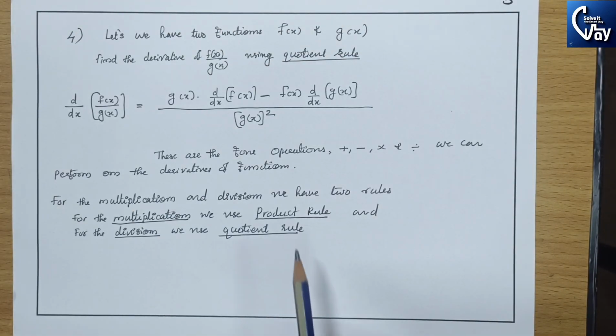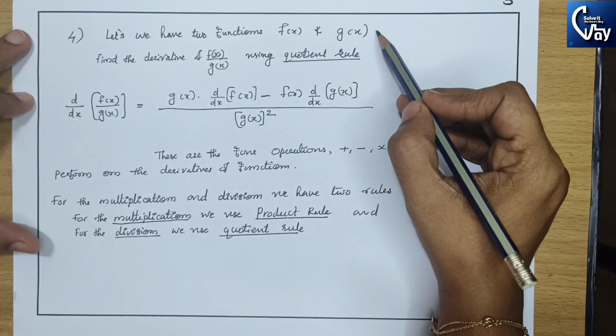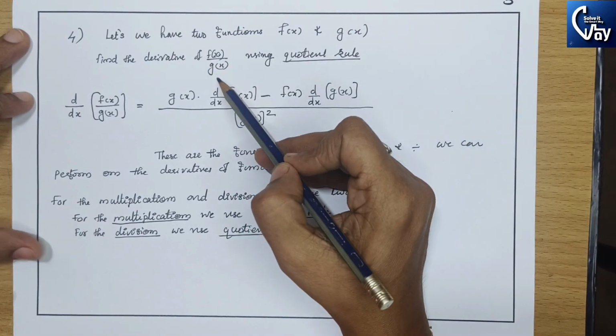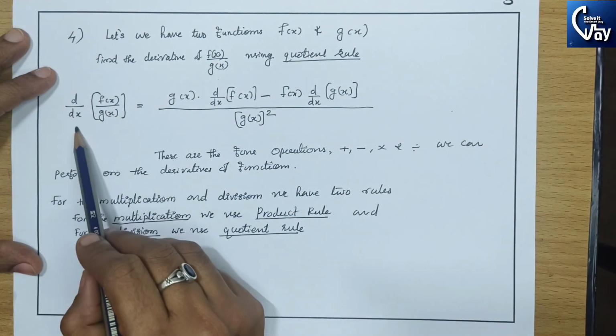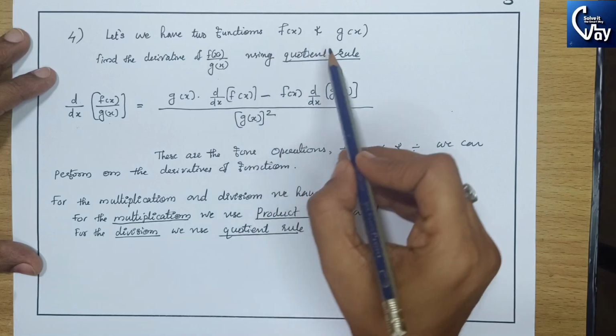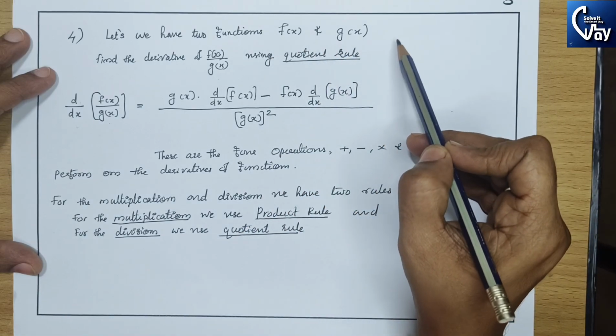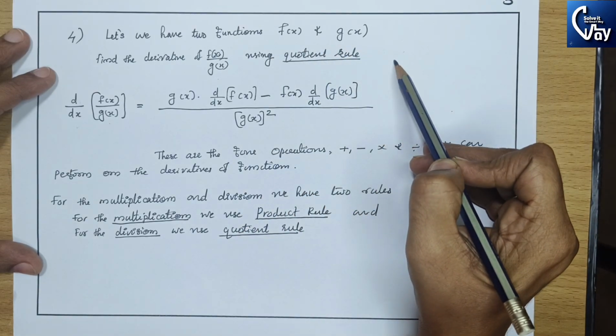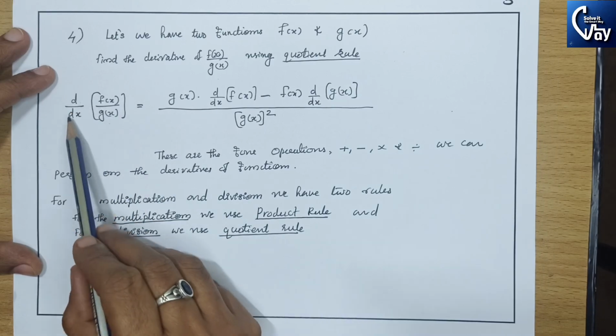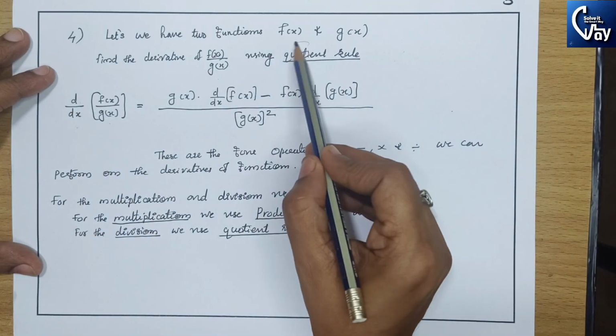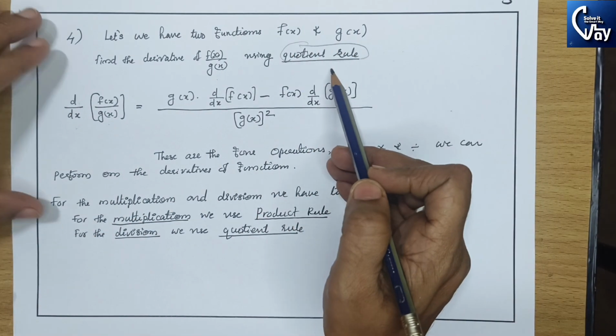Fourth one, let's say we have two functions f of x and g of x. Find the derivative of f of x by g of x. So d by dx of f of x by g of x is not equal to d by dx of f of x by d by dx of g of x. That is not true. Then how do we find d by dx of f of x by g of x? Using the quotient rule. What is the quotient rule?